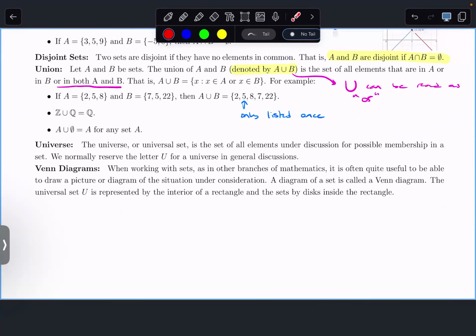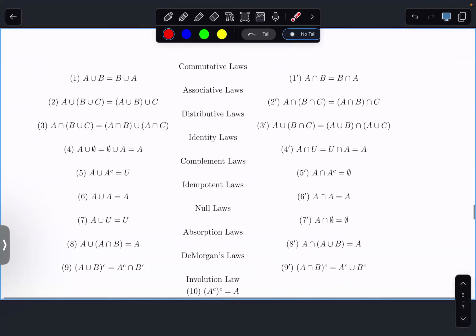Order doesn't matter, right? Order does not matter. So if it's A union B, it equals B union A. That's right, they're the same. Totally. In fact, I think it's a couple pages out, but we've got all these laws saying that they're the same.